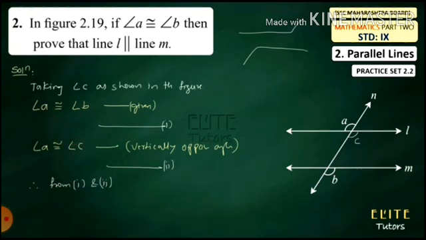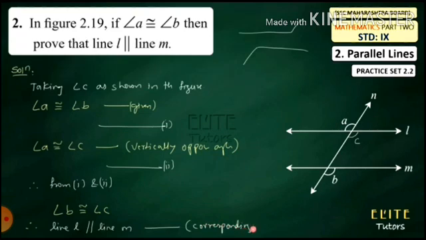From 1 and 2, angle B is also congruent to angle C. If angles B and C are congruent, then the lines are parallel by the corresponding angle test, forming an F shape, taking the same position in the figure. Therefore, line L is parallel to line M by the corresponding angle test.